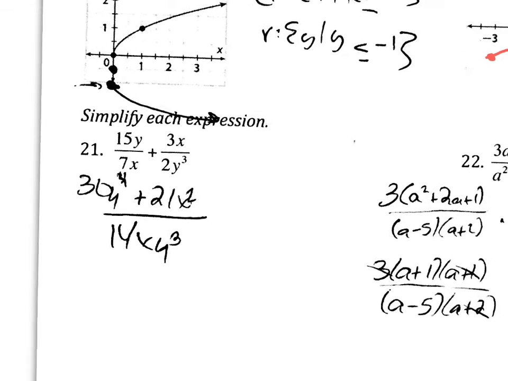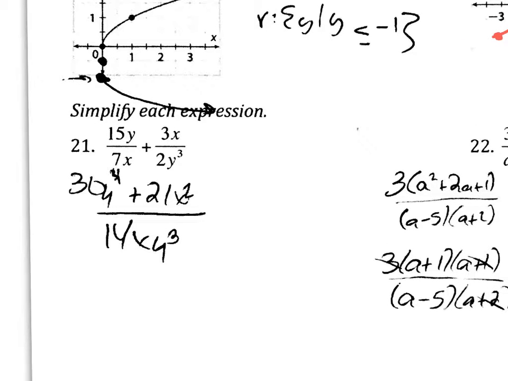All right, 21, adding fractions together. Don't make this one very difficult. Find your LCD first, which is both of those. 2 times 7 is 14. Bring down the x, bring down the y cubed. Then just ask yourself, what does this need to look like that? Well, it needs a 2 and a y cubed.